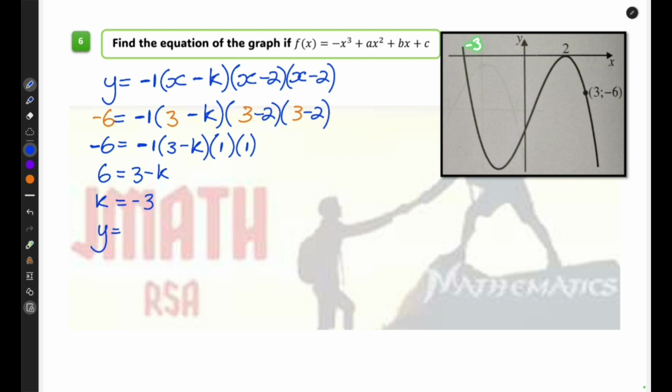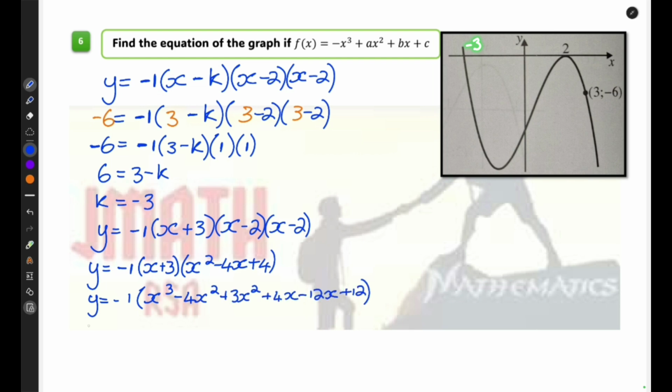Now I can go back to the first step and just put in the minus 3, FOIL everything out, and that's how I'm going to get the equation. And the final answer would then be minus x cubed, plus x squared plus 8x and minus 12.